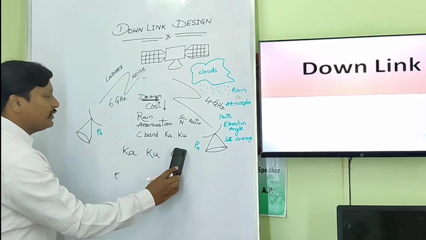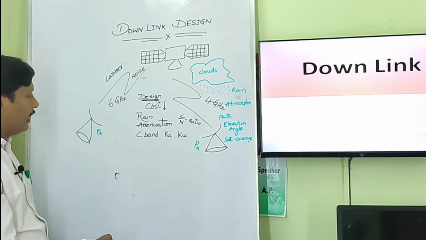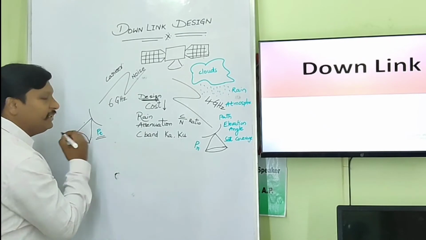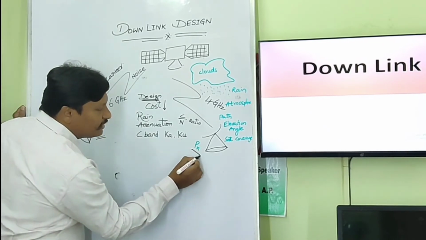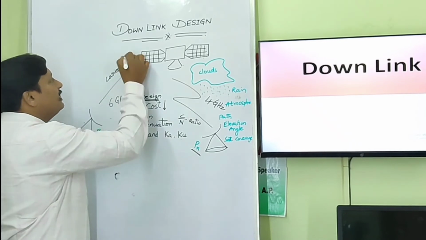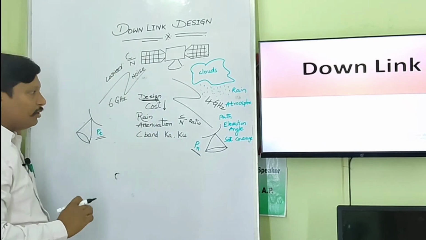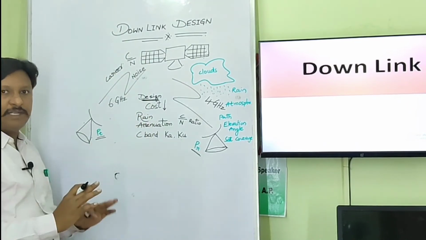Among these three frequencies, how the effect of attenuation is implemented, what the actual transmitted power and the amount of received power are, the relation between these two, the carrier signal C and the noise associated with it, and the carrier to noise ratio. All these parameters we are supposed to calculate right now.